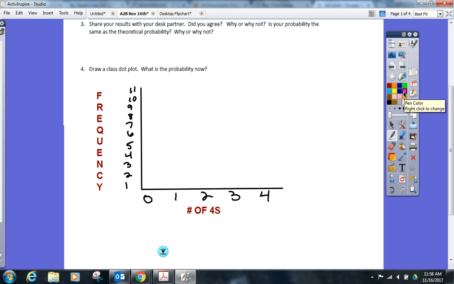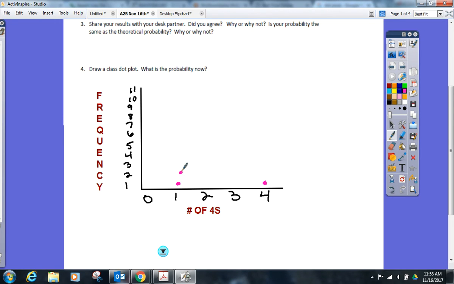Okay, ready to go? I'm going to go around the room. I had 4 4s, so I'm going to put a dot right at 4, which tells me one person had 4 4s. That's what that dot represents. Ethan, let's start with you and let's go around the room. How many 4s you have? Okay, 1.